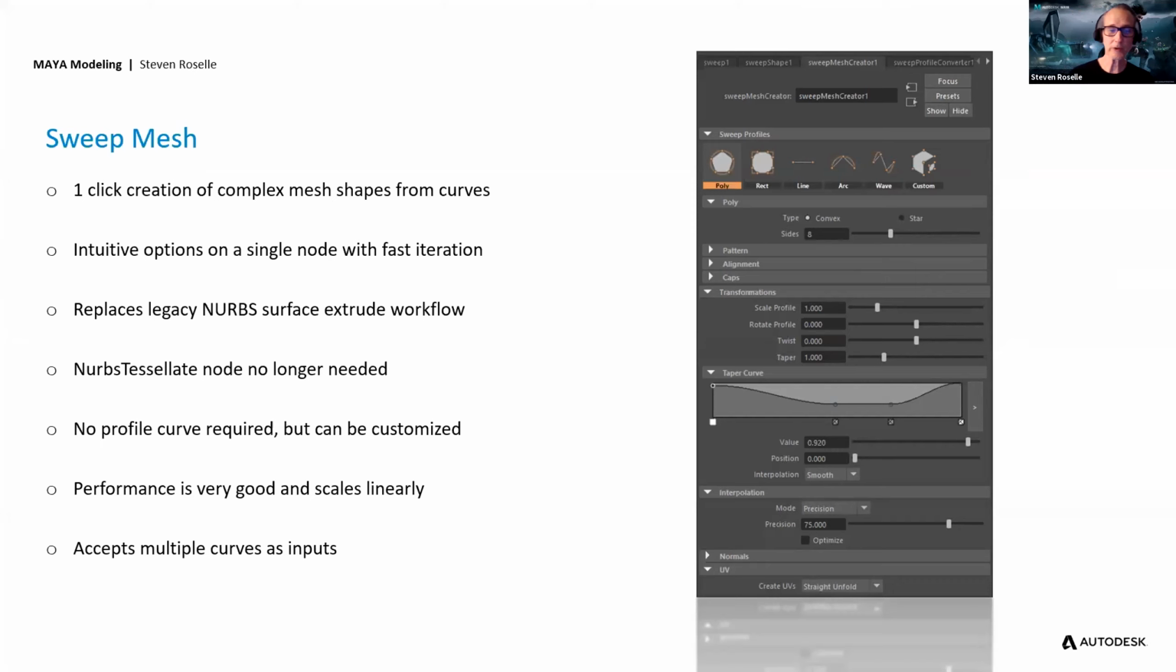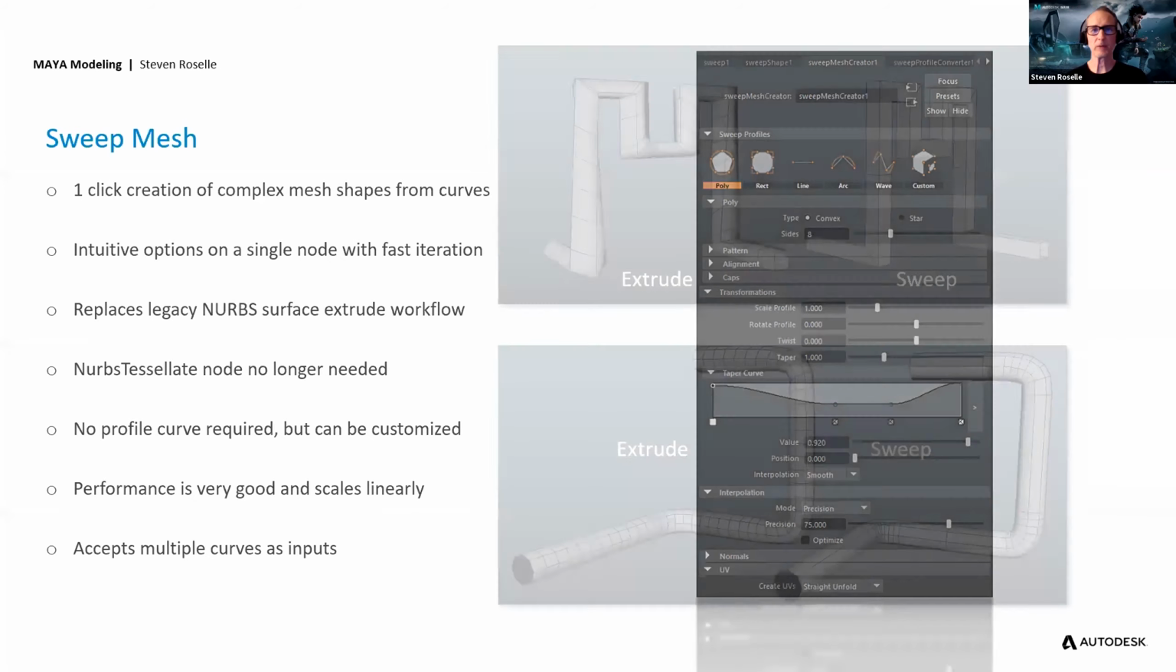And like I mentioned before, you don't need profile curves. You can actually just use some of these presets, which you see up here, like these preset shapes with a lot of procedural attributes associated with them. Performance is actually very good as well. It scales linearly. So you can create one sweep mesh, or you can create 100 and then have that node control all 100 of those. And it accepts multiple input curves. So you can have one node per curve, or you can have one shared node for all the curves so that they all are uniform and consistent. So it's pretty flexible in that regard.